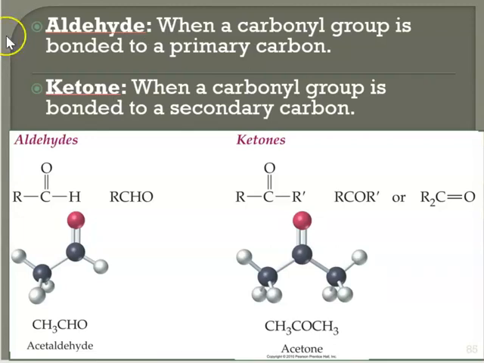So I mentioned before, an aldehyde is at the end of a chain, which means that that's a primary carbon. So it's attached to the primary carbon at the end of a chain, and the difference between that and a ketone is the ketone is going to be attached in the middle of a chain. So it's going to be a secondary carbon. Obviously not a tertiary carbon, because then that carbon would have too many bonds.